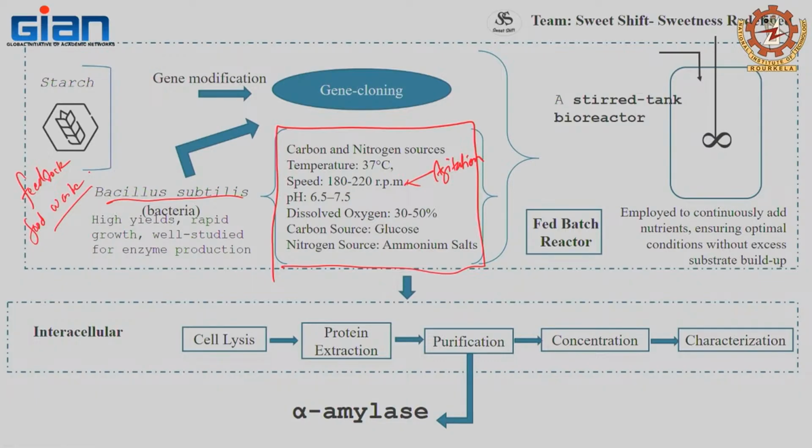For this, if you go with the exterior tank, this will be the best one. So I selected the fed-batch reactor. Even people did with this reactor, and the main reason is we can add the nutrients to the substrate. And here the purification, I mean the extraction process, includes the intracellular setup, where the cell lysis, protein extraction, purification, and concentration can be done, through which the alpha amylase can be obtained.